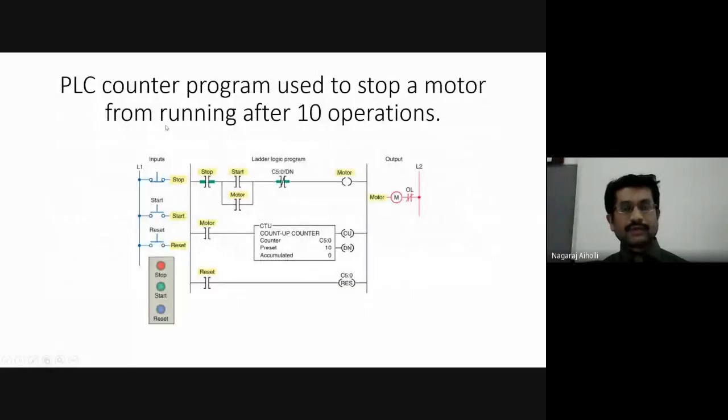This is how it is. We have written a program here. This is a program for counting 10, and after 10 counts, the motor is stopped. For that, this is the ladder logic program which is written. Here the stop switch is already closed, normally closed, right? Then the start button is open. When we press it, it becomes closed, so the start condition becomes true. Examine if closed, this becomes true.